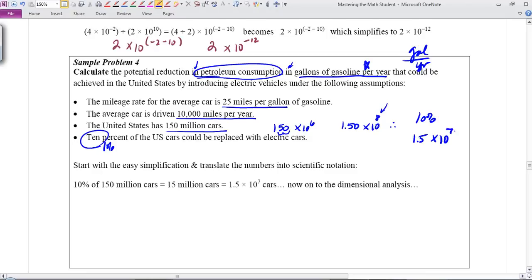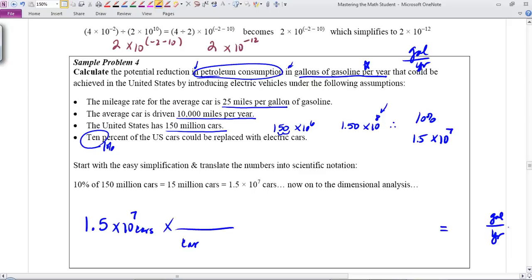All right, so start with easy simplifications like that, and then translate the numbers into scientific notation. So again, 10% of the 150 million cars is simply 1.5 times 10 to the 7th. Once you get that done, you can go on with your dimensional analysis. So I'm going to start with 1.5 times 10 to the 7th cars. Well, I'd like to multiply by something that's got car in the denominator to get rid of car, because ultimately what I'm calculating over here is gallons per year.